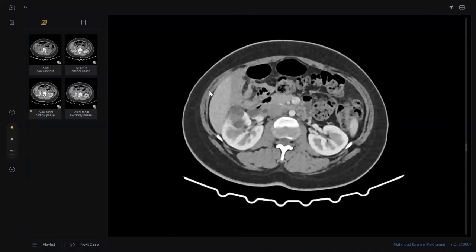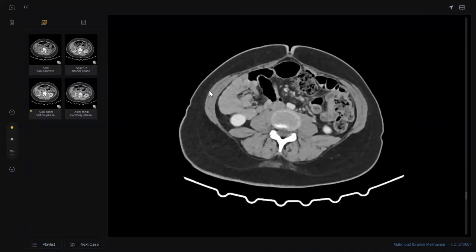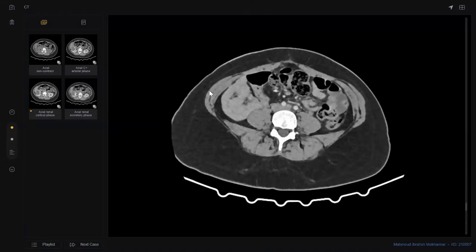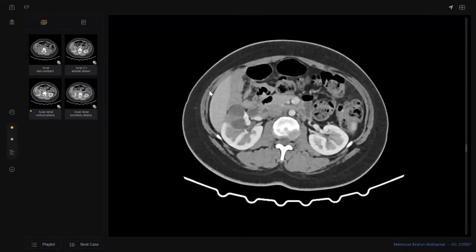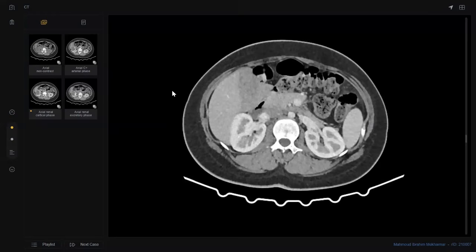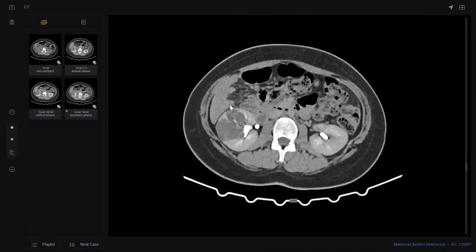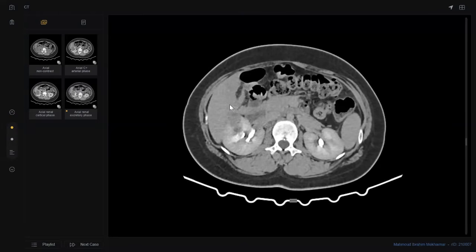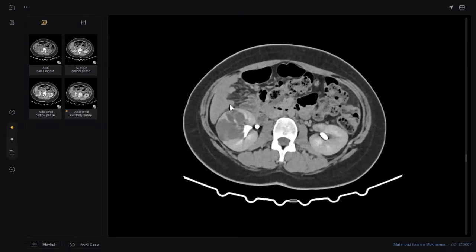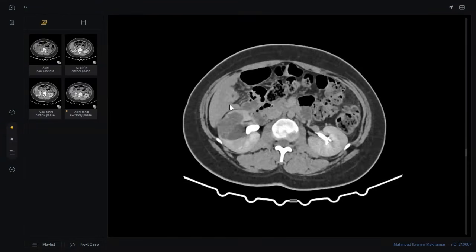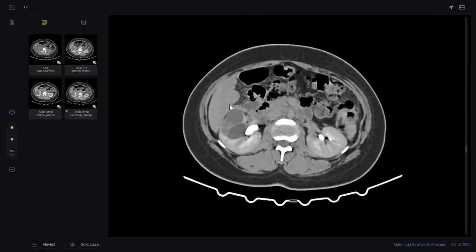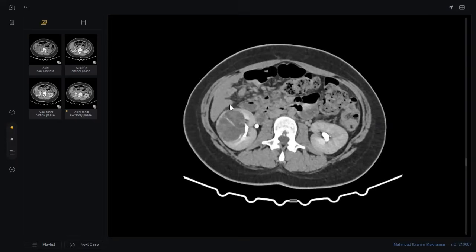So this could be a complex cyst or a hemorrhagic cyst, and I'd like to see the other phases of the scan if they're available. Even on the delayed scan, I can see some septations within the lesion. This is a cystic lesion with some septations and some solid component, but I don't see any enhancing nodules within the lesion. So I believe this is a complex cystic lesion, but it does not appear to be a malignant lesion.